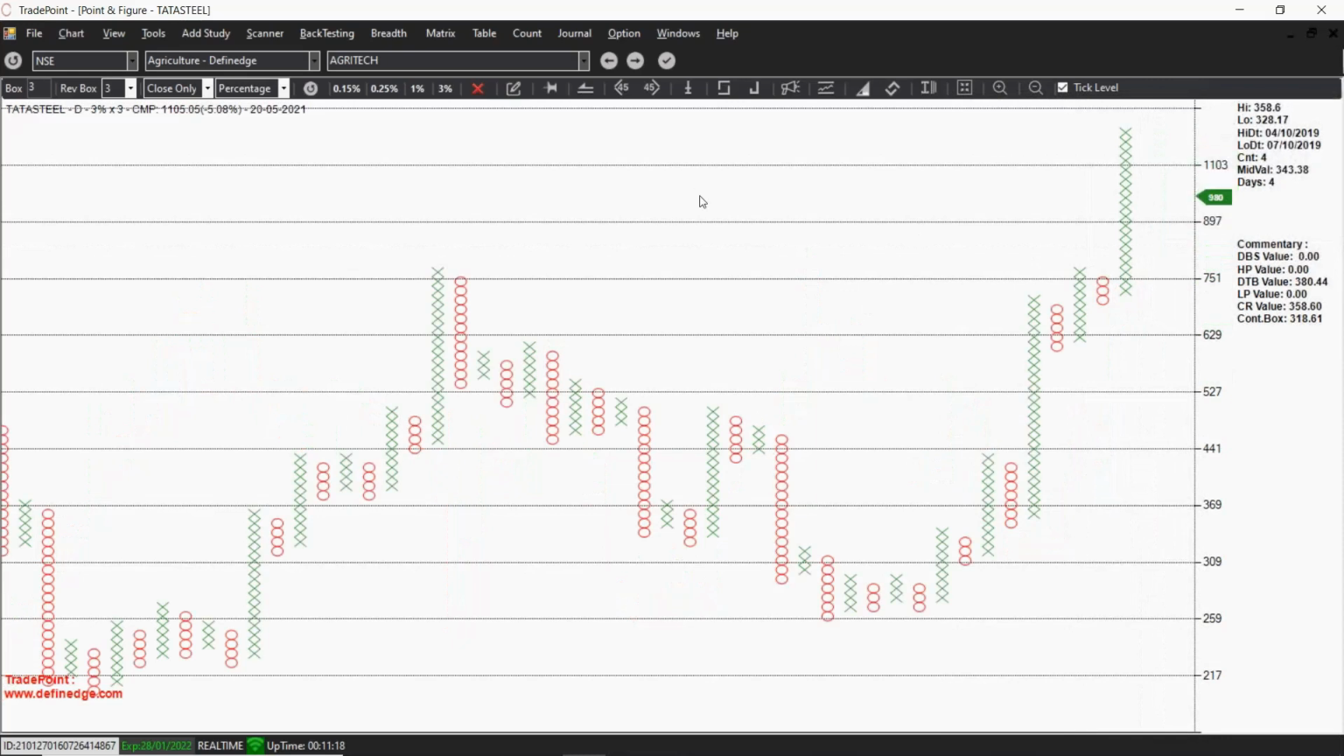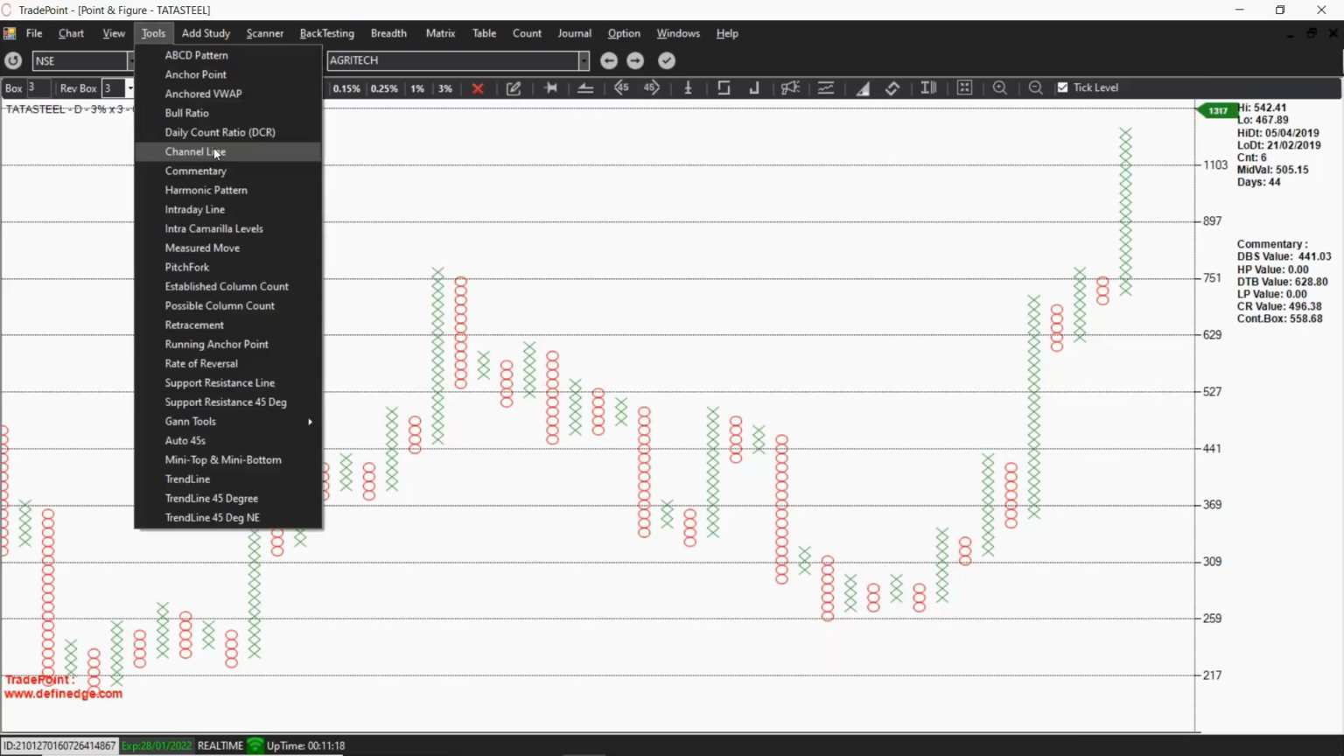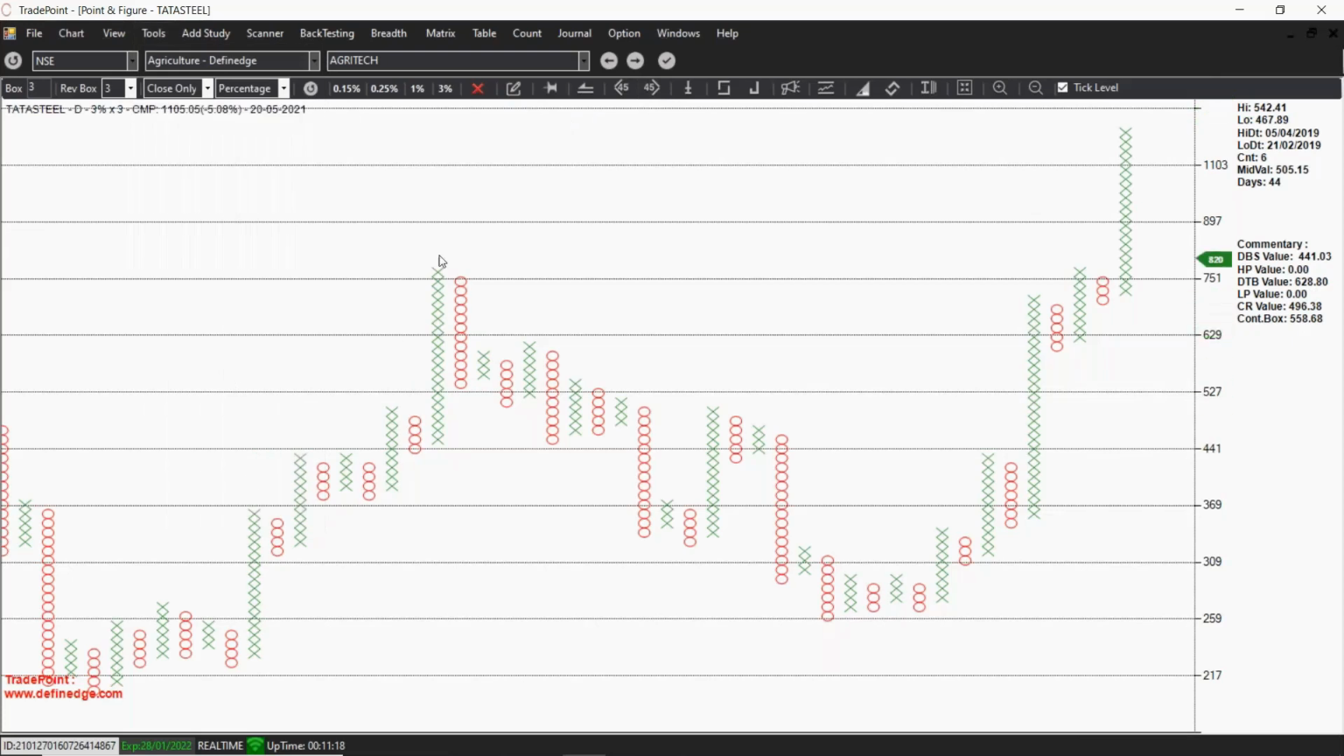So a very important tool in point and figure is the trend line. Now we all know about trend lines. It is a very basic thing, right? For example, if I plot a trend line connecting this top and this top, this becomes a simple trend line plotted on a chart. We do it on candlestick, on Renko, on any time charting method for that matter.